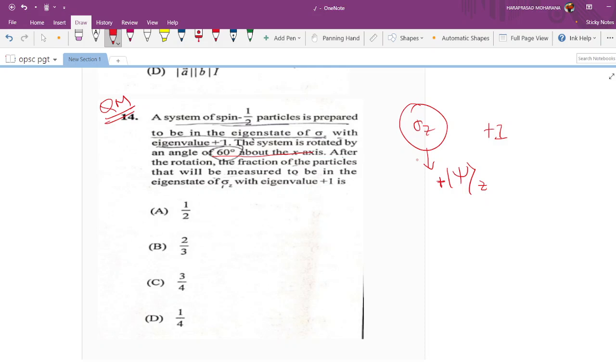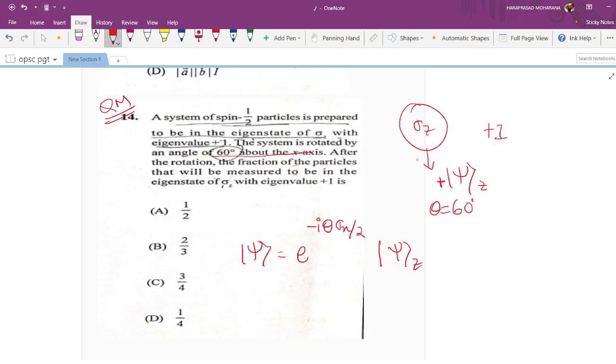And then what happens? It is being rotated about the x-axis by angle 60 degrees. So theta here is 60 degrees. You have to know what the rotation operator is here. So the new state can be written as, remember this formula, e to the power minus i theta, and about which axis it is rotated, you have to write that Pauli matrix. So here x-axis, so I will write sigma x upon 2. And the previous state is psi z, so I will write it here.